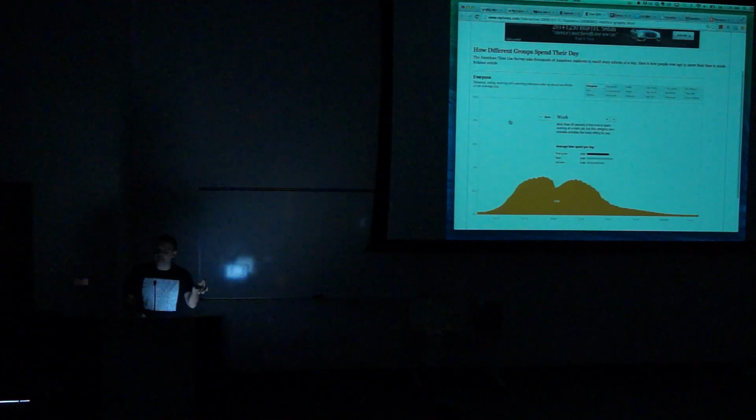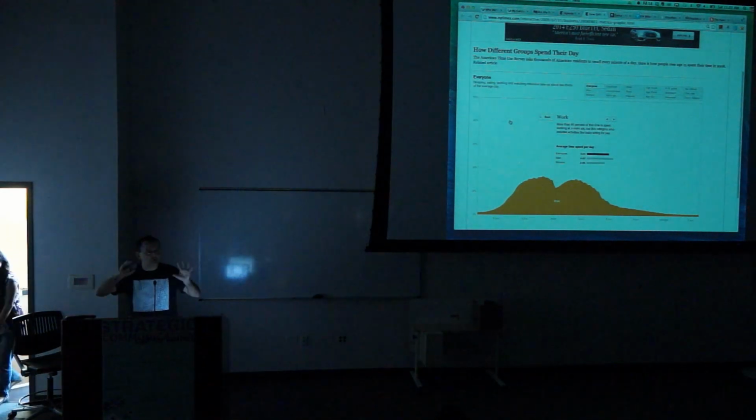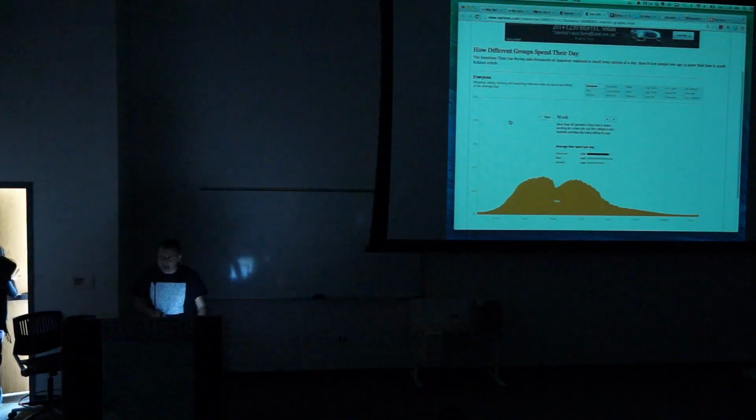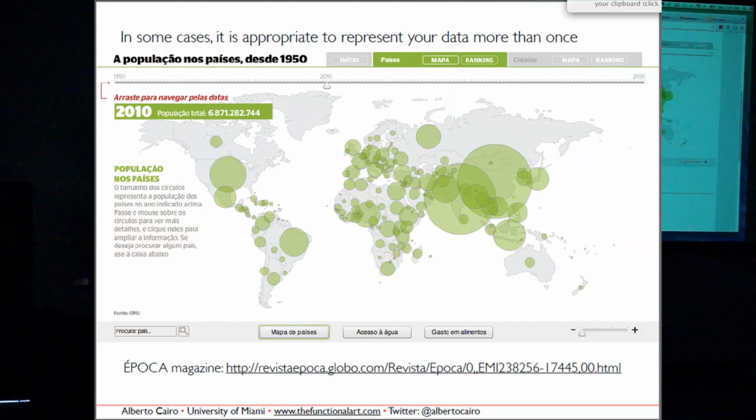Two different graphic forms: a stacked line chart, a regular line chart. Each one of them lets you see something different in the data. Another example, very quickly, and I'm getting to the end of the presentation. This graphic over here is a graphic that I made with my team at Época magazine in Brazil a while ago when I was still working in Brazil.